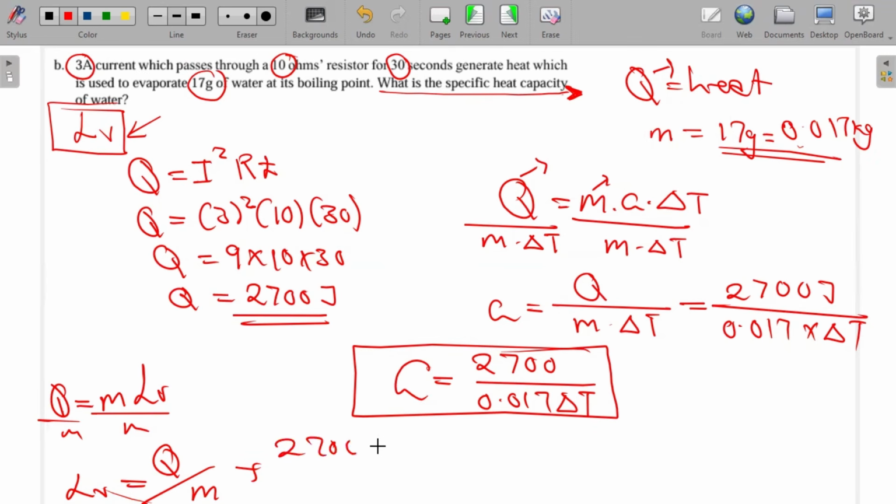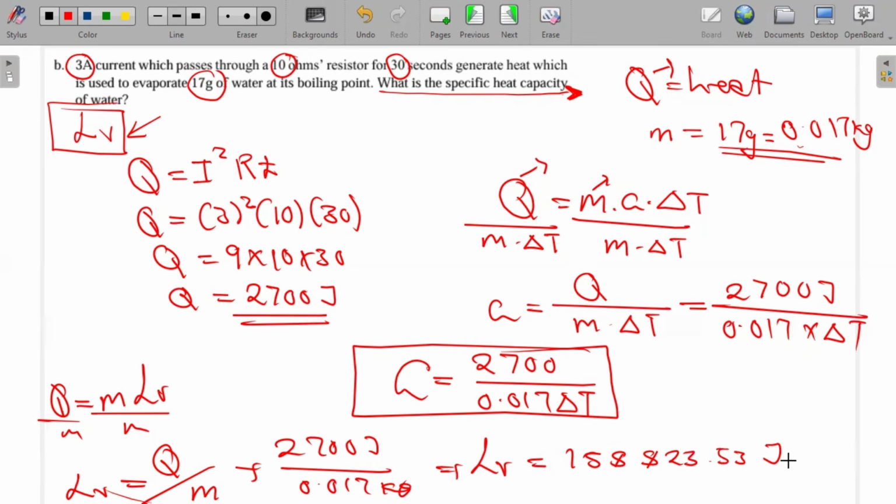We just say 2,700 joules divided by 0.017 kg. And this was going to give me my latent heat of vaporization as equal to about 158,823.53 joules per kg, like this.